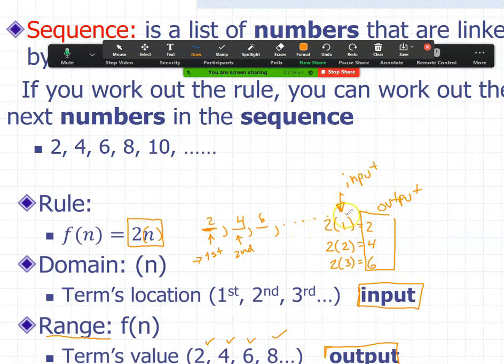Okay, this is just a little review, and this is the basic information here. Go ahead and before I go to the next slide, if you need to take a picture or write something down, the main information is coming up right here. This is just the definition of a sequence and just a quick example of a rule.